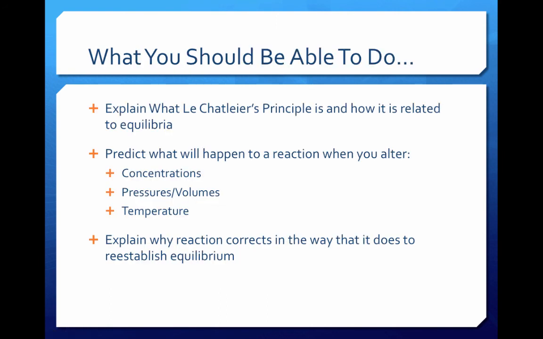We'll go over a quick list of the things you should be able to do now. First of all, you should be able to explain Le Chatelier's principle and how it's related to chemical equilibria. You should be able to predict what will happen when you alter things like concentration, pressure and volume, and temperature. If I change this, what effect is it going to have on my reaction? And then last but not least, you should be able to provide a chemical explanation as to why those changes actually occurred. My temperature went up, it caused the forward reaction to happen faster, and this has to do with that value of delta H.